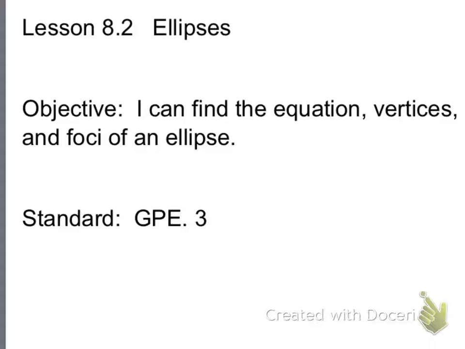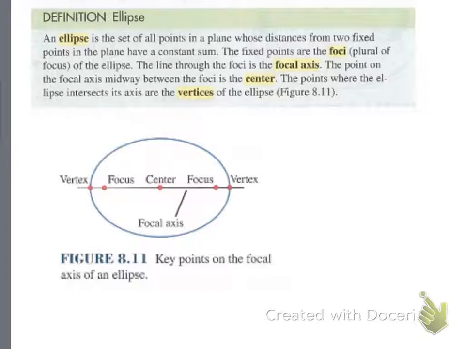Foci of an ellipse. The ellipse is the set of all points in a plane whose distances from two fixed points in the plane have a constant sum. Wow, is that technical? The fixed points are the foci, plural of focus, of the ellipse. The line through the foci is the focal axis. The point on the focal axis midway between the foci is the center. The points where the ellipse intersects its axis are the vertices of the ellipse, and there you can see the picture.